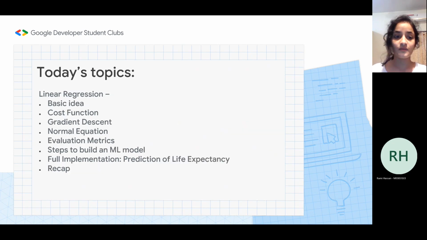So today we'll start off with the basic idea. Then there are three concepts, cost function, gradient descent, and normal equation, that involve the mathematics. That's basically how the whole algorithm works. Then evaluation metrics is how, once you've built it, you evaluate how good it's doing. And then before we get to the implementation, we'll go through a list of things that you should go through step by step. And then we'll do the implementation in Python. I'll be using Jupyter Notebooks for that. And because we're covering a lot of stuff, we'll have a little recap in the end.